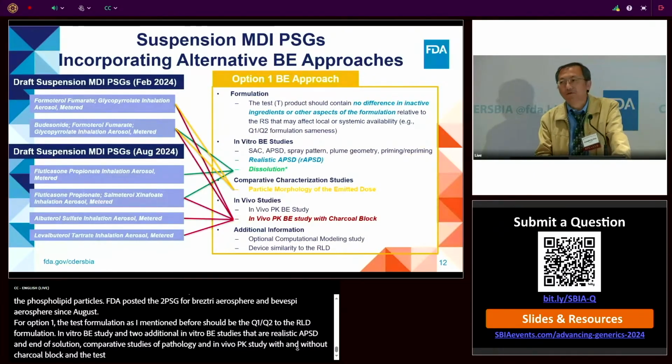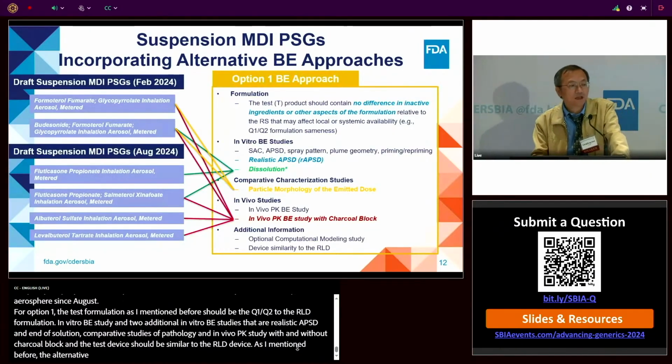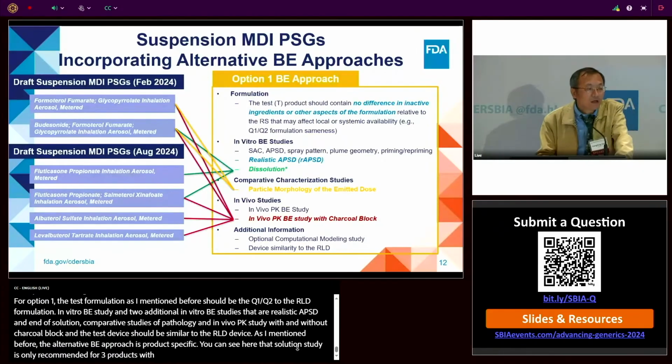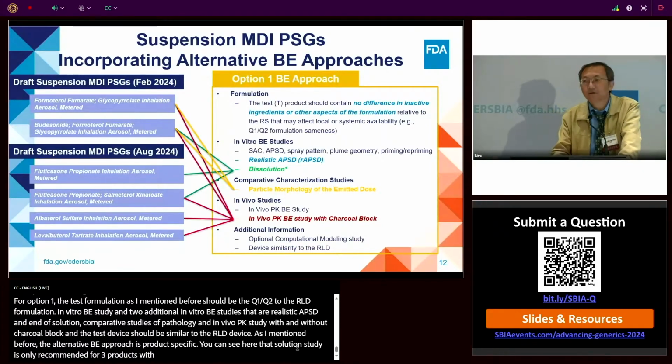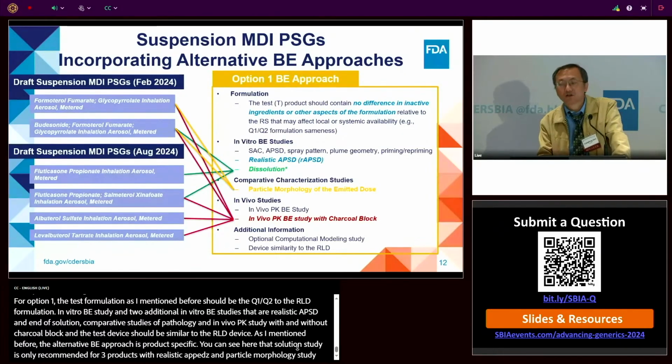As I mentioned before, the alternative BE approach is product specific. You can see here the dissolution study is only recommended for three products with slow dissolving APIs. And the particle morphology study is only recommended for 2 products that have the porous structure.